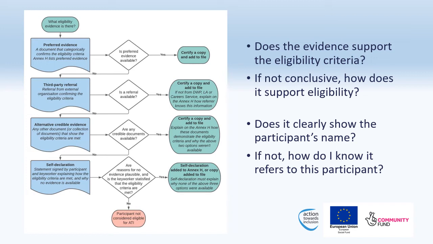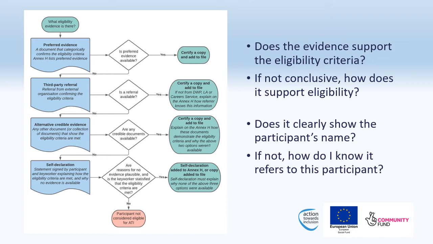If none of these evidence options can be met and a satisfactory self-declaration cannot be provided, then unfortunately the participant would not be considered eligible for ATI. When considering any of these evidence options, at each step check with yourself, does the evidence support the eligibility criteria? If it isn't conclusive, what is it about it that suggests to you the criteria is met? Do include this in the explanation.